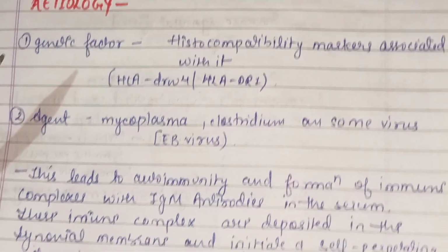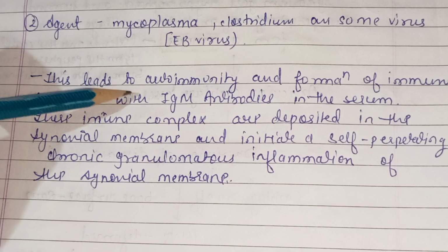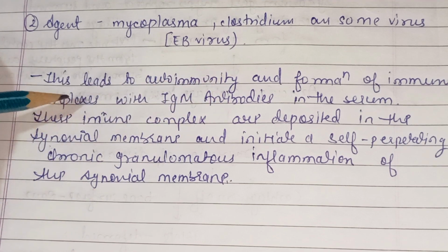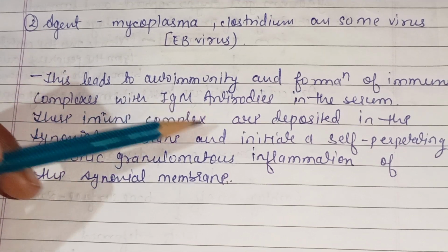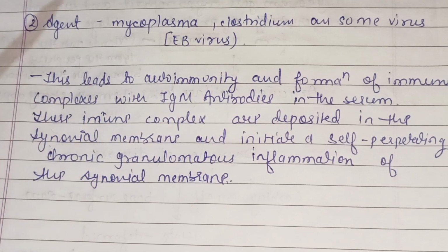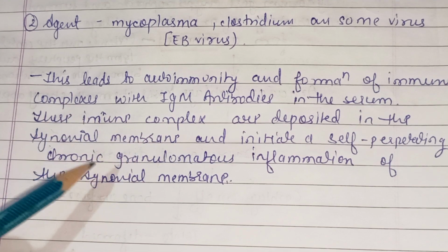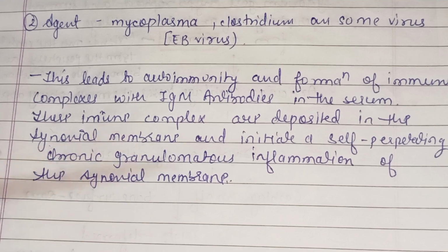disease. This leads to autoimmunity and formation of an immunocomplex with IgM antibodies in the serum. These immunocomplexes are deposited in the synovial membrane and initiate a cell-penetrating chronic granulomatous inflammation of the synovial membrane. Basically, rheumatoid arthritis is an autoimmune disease in which autoimmune antibodies are formed which act on its own self.